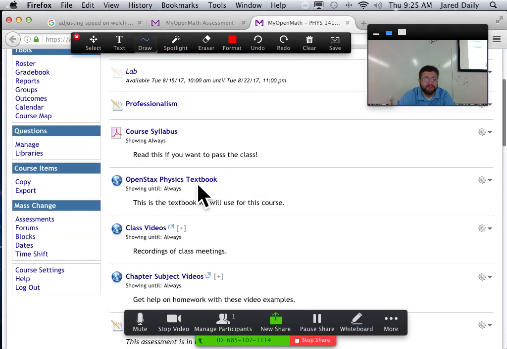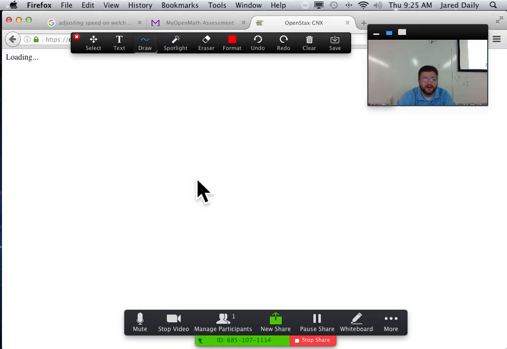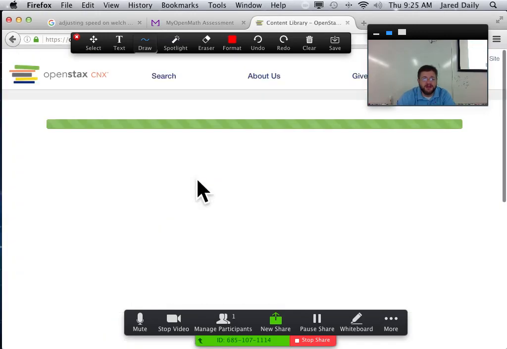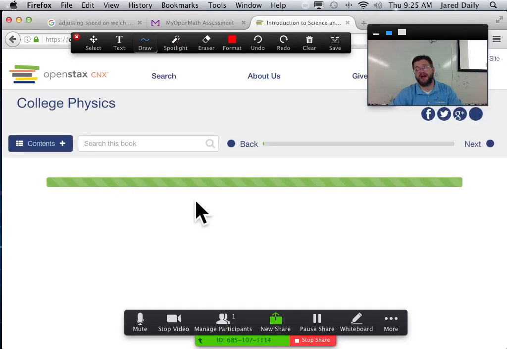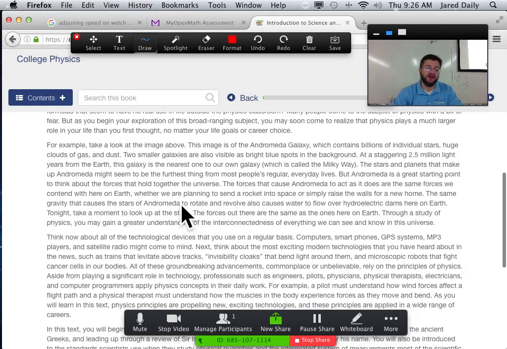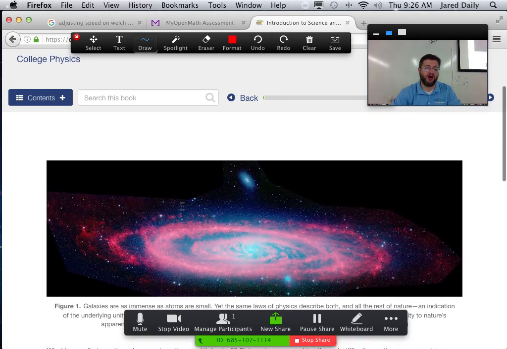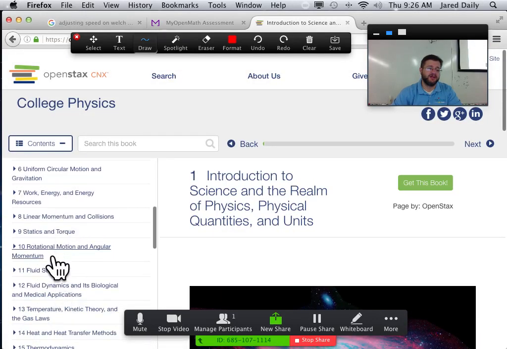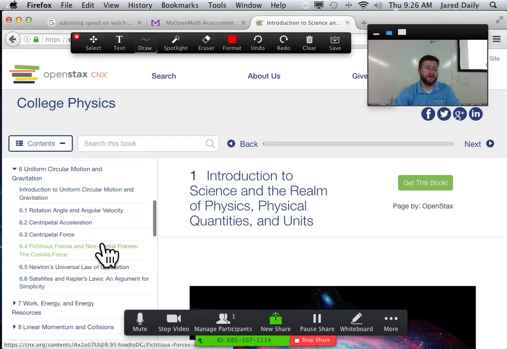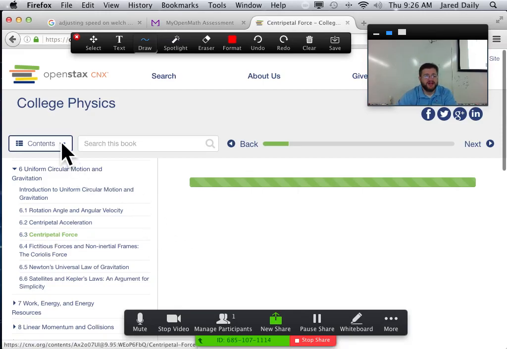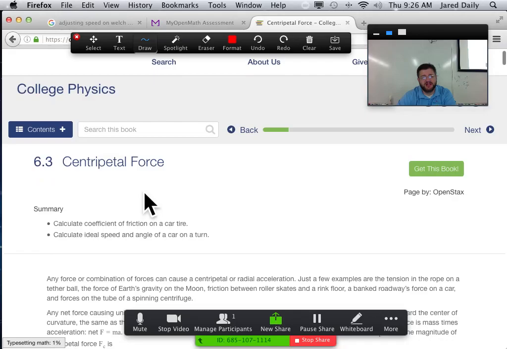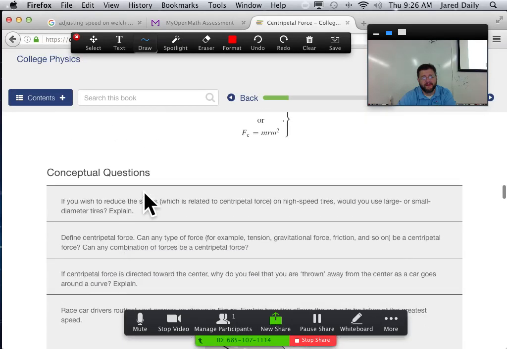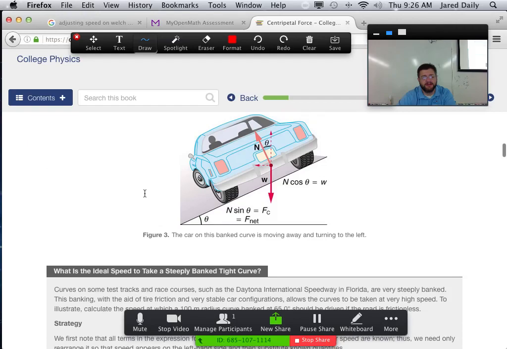No, we did it in class. We did it just on Tuesday. On Tuesday we talked about this fact that if you bank the curve at just the right angle for just the right speed, you won't need any friction, and the bank will actually turn the car. So let's go take a look at that. Chapter 6, centripetal force. It was the last example in this section, I believe. Well, the only example. Here it is.